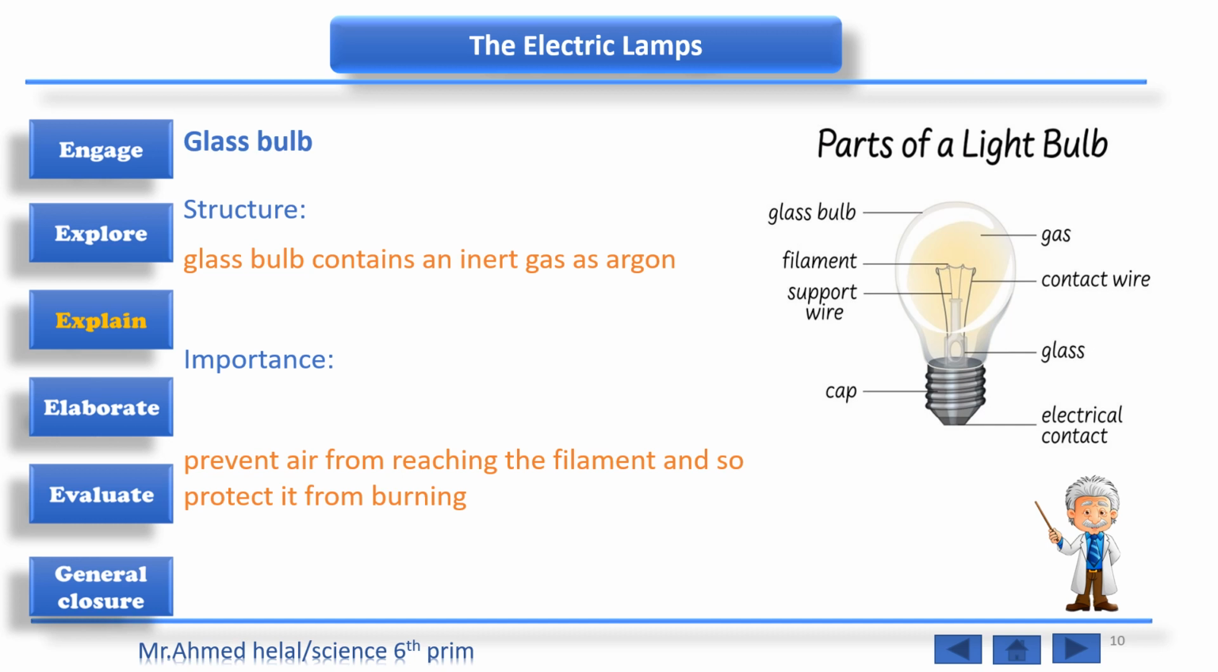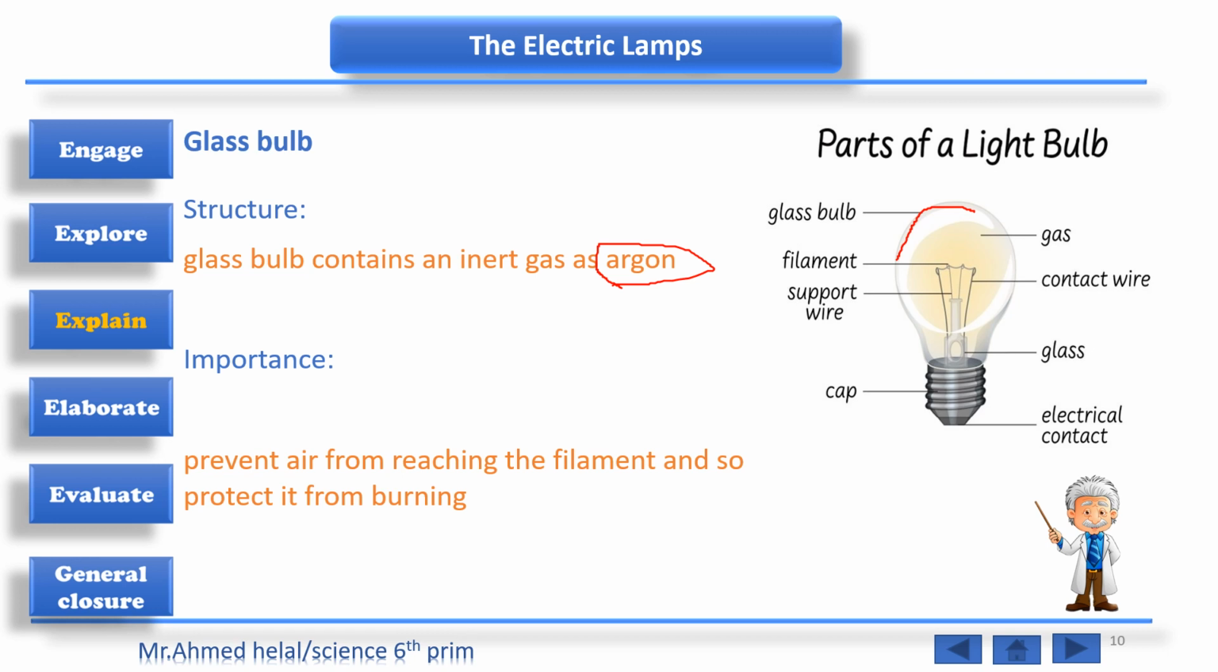And now let's talk about the second component. It's the glass bulb, the bulb of glass that surrounds the filament. The glass bulb contains an inert gas called argon. This is so important. So the filament is made up of tungsten, and the glass bulb contains an inert gas, argon.